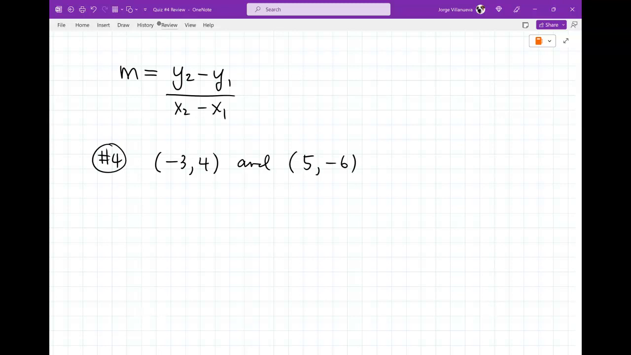Now I'm going to give you a quick clue into your test. There's going to be 4 of these types of problems. One of them will be a positive answer. One of them will be negative. One of them will be 0. And the other one will be undefined. You're going to get one of each.